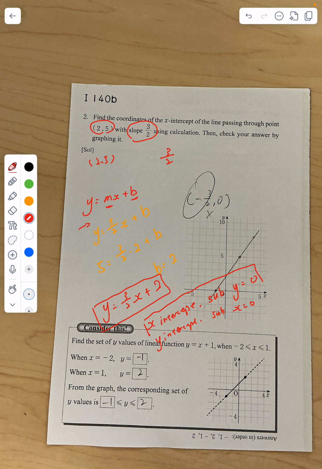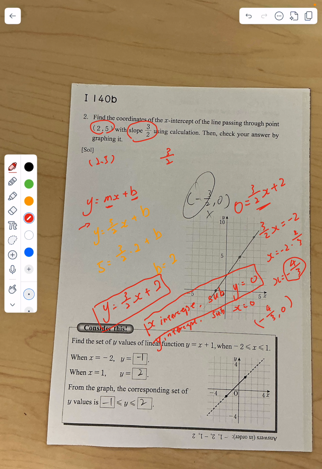So when we sub y equals 0, what will happen? 0 is equal to 3 over 2 x plus 2, which means that this needs to be negative 2, and x is equal to negative 2 times 2 over 3. You need to divide, so you flip it. I skipped the step, right? So what's my answer here? Negative 4 over 3. So that's my x-intercept.